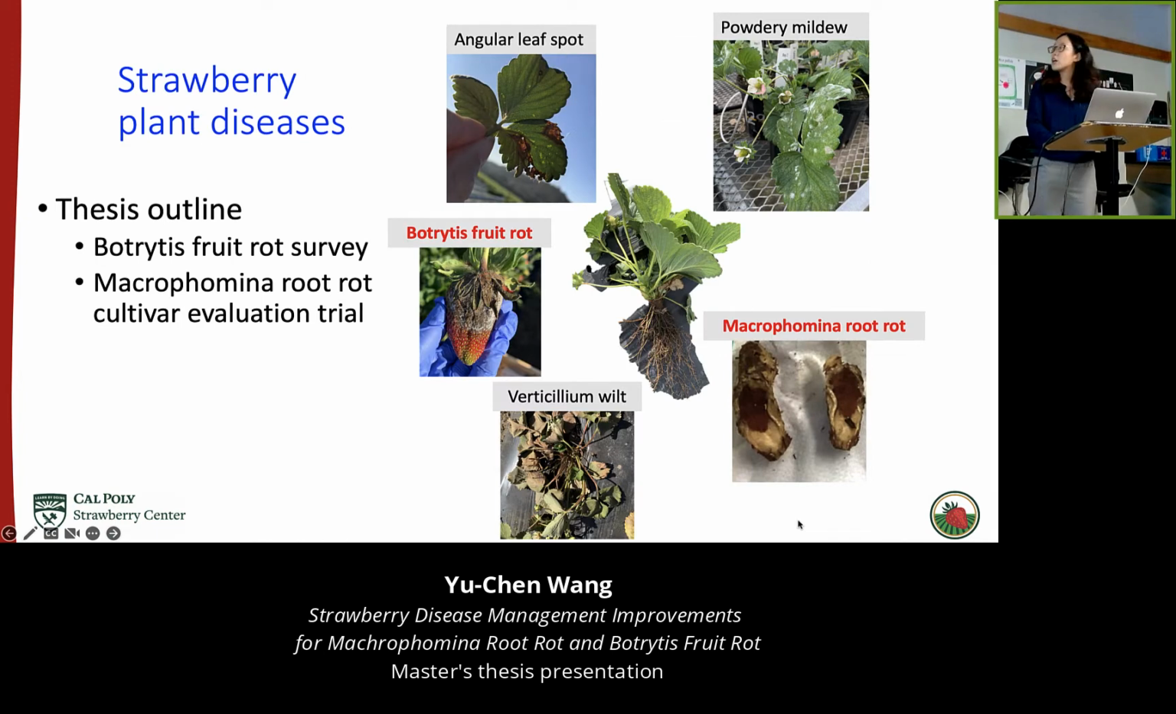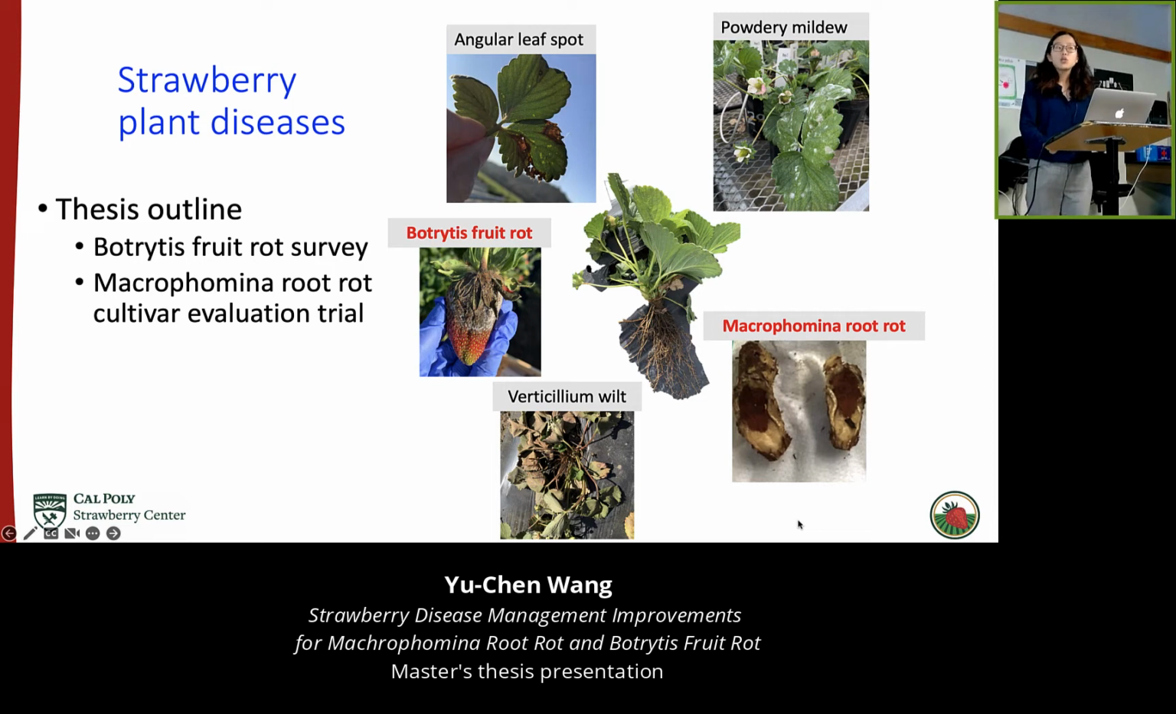However, the production of strawberry is challenged by a lot of plant diseases, which might reduce the yield and the quality. A plant disease might be caused by microorganisms such as fungi, bacteria, nematodes, virus, and so on, and could occur on different parts of a plant. Here I'm showing strawberry disease on the leaf, on the fruit, and below ground, such as the crown and the root area.